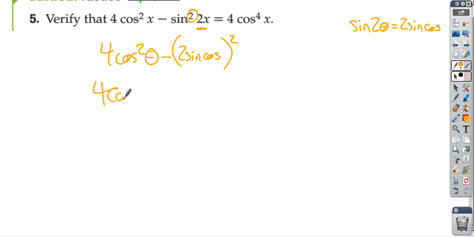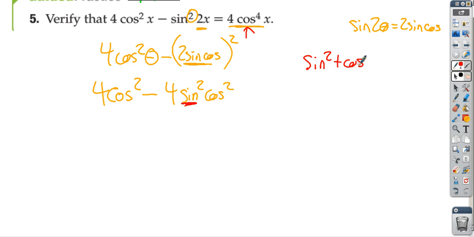Okay, and I've obviously started with the left side because the left side is more complicated than the right side, so let's keep simplifying here. When we square this, square each thing, we'll have 2 squared is 4, sine squared is sine squared, and cosine squared is cosine squared. Okay, remember we're trying to change it into something that only has cosines in it. So what can we do here? Well, we can think of this identity. What's an identity that would enable us to get this thing to have only cosines in it? And of course it's this identity that we've used very often.